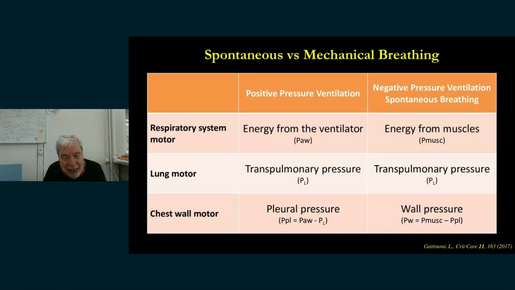So, in a sense, what changed in terms of providing energy is just ventilator and muscles. But all the rest, in terms of mechanics, is not so different. I don't care what the motor is. If the transpulmonary pressure is the same, the movement of the lung is exactly the same. But there is one great difference. What is this great difference?